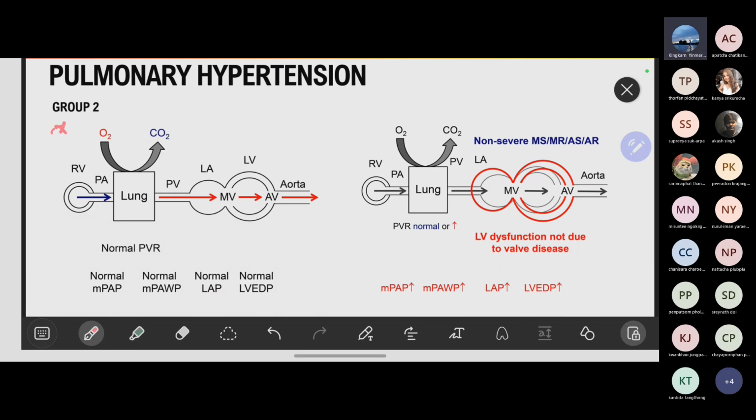This diagram shows normal hemodynamics, and the diagram on your right side shows hemodynamics and pathology in patients with LV dysfunction, which includes reduced LVEF and preserved LVEF. This can cause an increase in LVEDP and LAP, and results in an increase in mean pulmonary artery pressure.